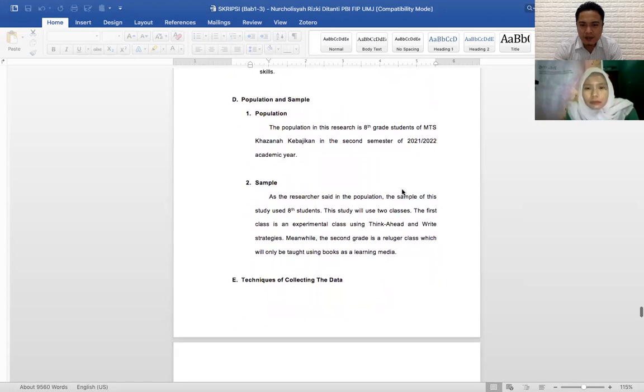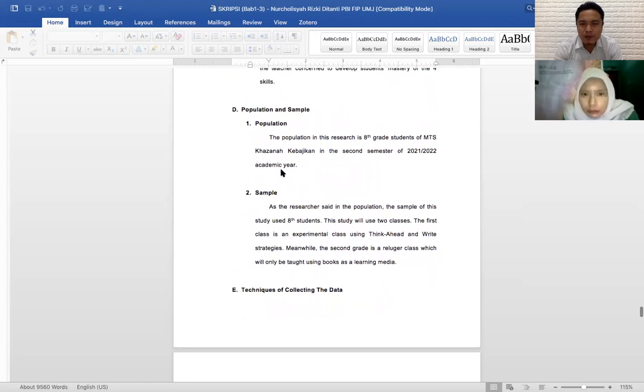Okay, look at this one. Your population and then sample, it looks like it is the same. The population can be all 8th grade students of MTS Hazanah Kebajikan, and then your sample only on specific classes where you're going to conduct this research. For example, E class and B class. Do you understand? Yes.